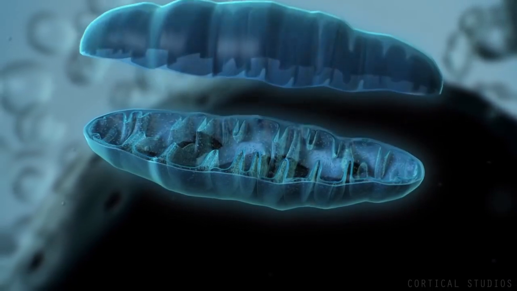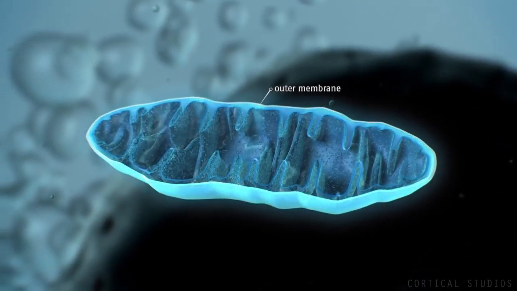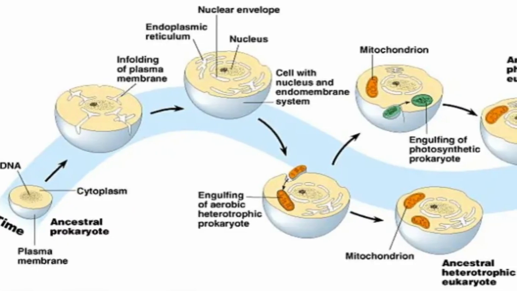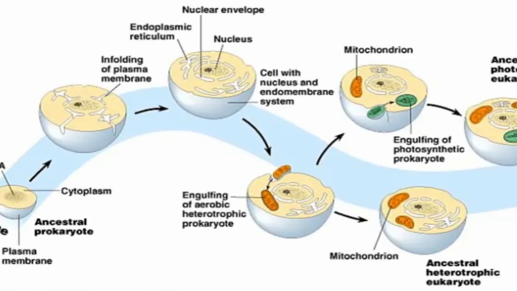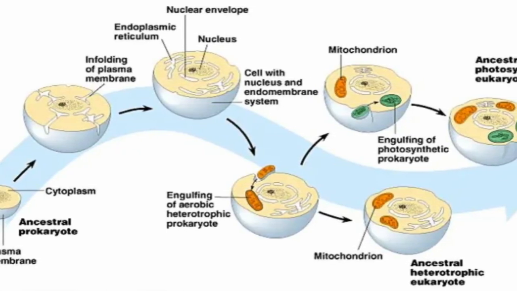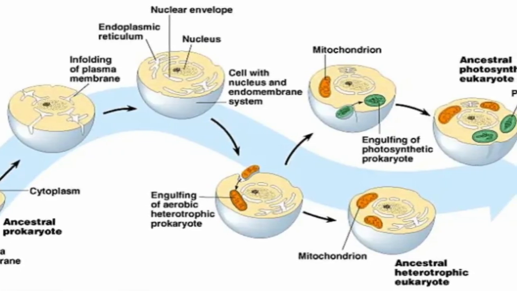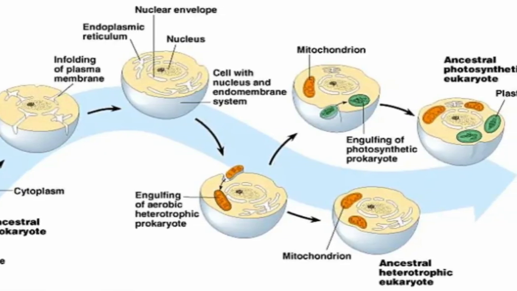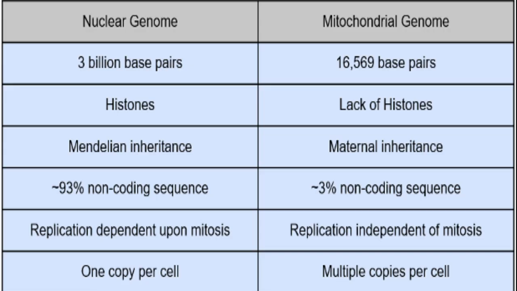Now, quite interestingly, the prevailing theory of how these organelles came about is known as the endosymbiotic theory. It is hypothesized that mitochondria are the descendants of free living bacteria that were engulfed by primitive eukaryotic cells. Over time, this engulfed bacterium developed a mutually beneficial relationship, with the bacterium providing the host cell with energy through aerobic respiration, whilst the host cell provided the mitochondria with protection and nutrients.